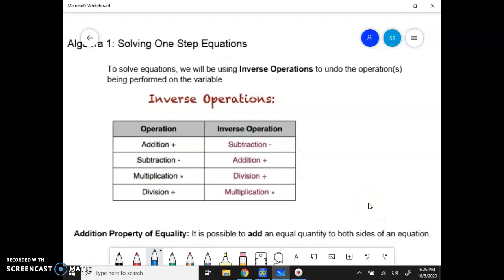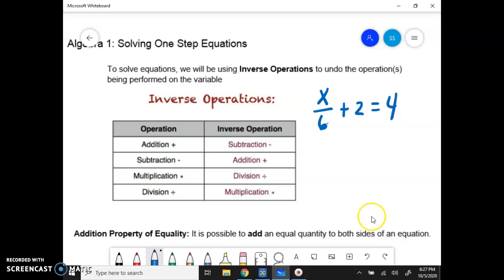We will be using inverse operations to undo the operation or operations performed on the variable. All right, so what does that mean? Let's just take the equation x over 6 plus 2 is equal to 4. We have to look at what is being done to the variable. The variable, being x, is being divided by 6, and then we add 2. That is what I mean by undoing the operations. So the operations being performed on the variable would be division and addition, right?